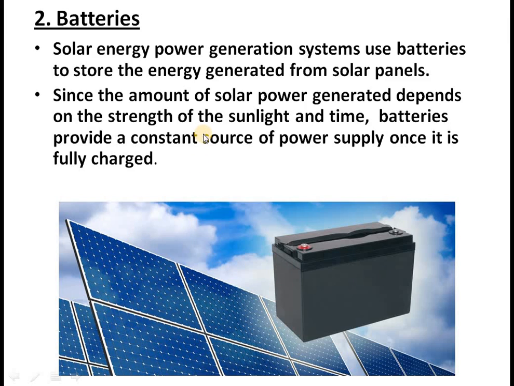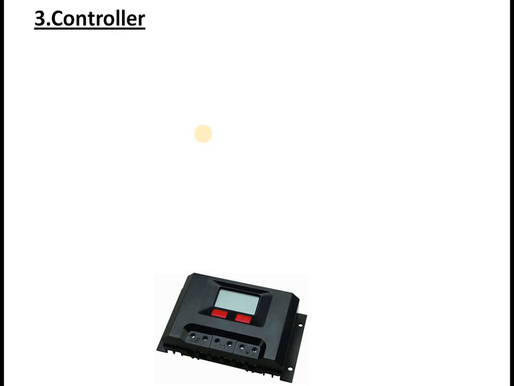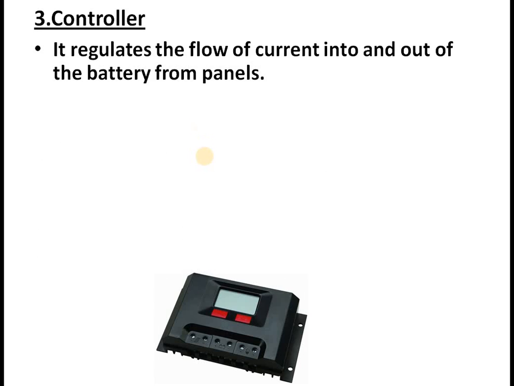But if you want to store them for night purpose, it has to be connected to the battery. So battery is important part of a solar energy system. The other one is controller. So controller is a very important part of a solar energy system. It regulates the flow of current into and out of the battery from panels. So this is a device connected in between panel and battery.